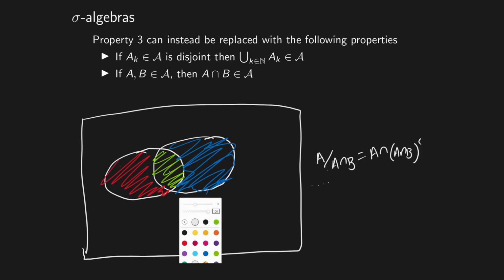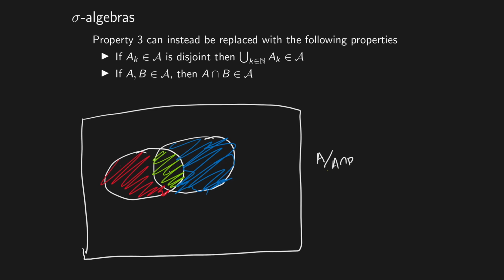So now all we need to look at is our three sets. We know that A without A intersect B is the same as A intersect the complement of A intersect B, and since property 2 is saying that any intersections are also in the sigma algebra, this must also be in our sigma algebra. This is the same for B, so B without A intersect B fits the same thing, and then A intersect B is also in our sigma algebra just by property 2.